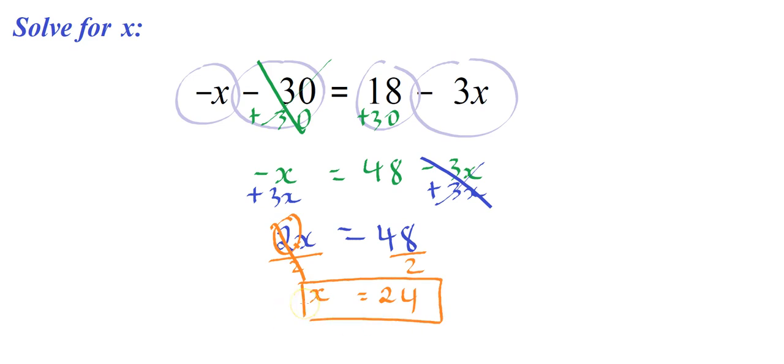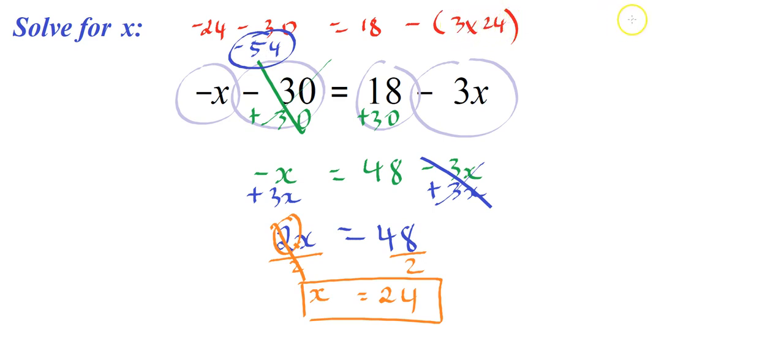Is that correct? Well, the best way to check is to substitute 24 into the equation where it was x. So in this case, it'll be minus 24 minus 30 equals 18 minus 3 times 24. So let's have a look at that. Minus 24 minus 30, well, that should take us down to minus 54. So the left-hand side is worth minus 54.